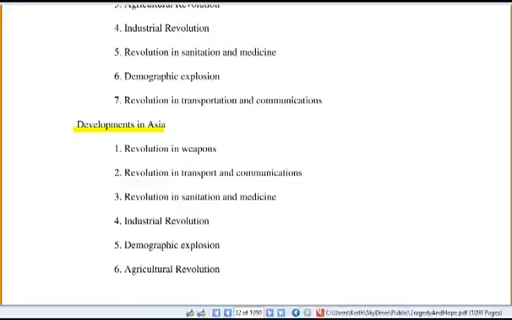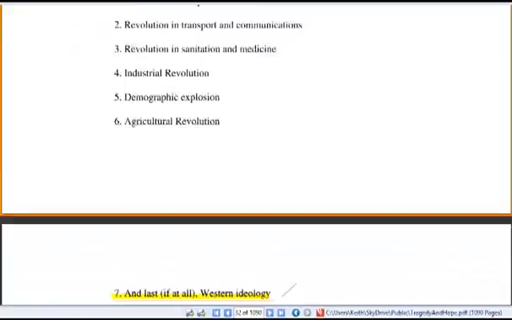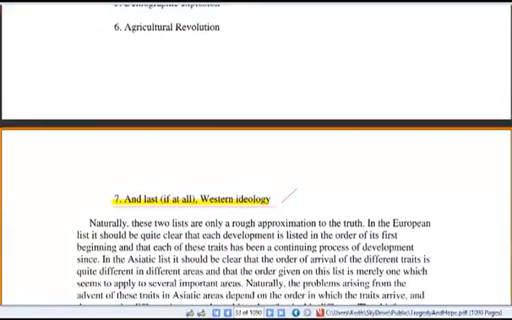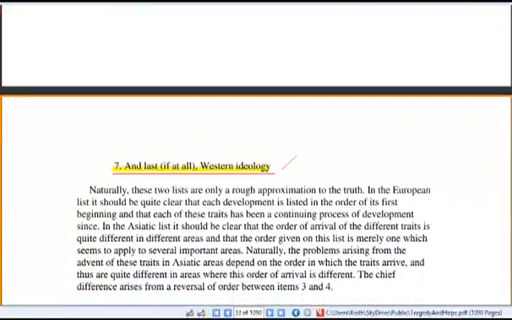3. Revolution in sanitation and medicine. 4. Industrial revolution. 5. Demographic explosion. 6. Agricultural revolution. 7. And last, if at all, Western ideology. Naturally, these two lists are only a rough approximation to the truth.